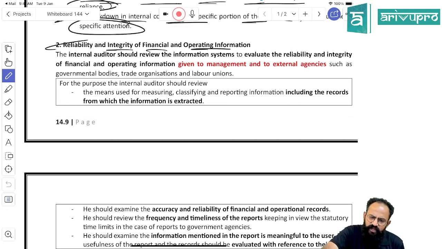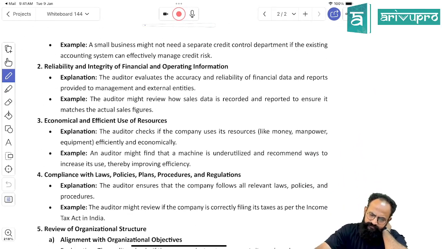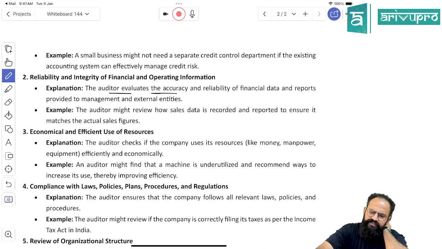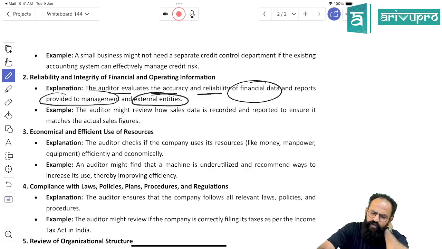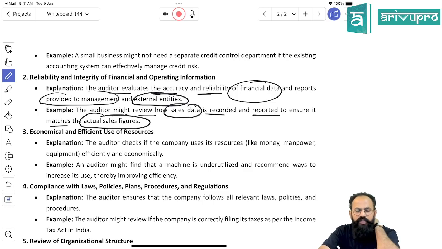Reliability and integrity of financial and operating information. Now what is this, sir? See, the auditor evaluates the accuracy and reliability of financial data and reports provided to the management and external entities. Example, the auditor might review how sales data is recorded and reported to ensure it matches the actual sales figure. Now what do you mean by that? Imagine, people, reliability means, as I told you, 2 plus 2 is equal to 4. If the records and data that have been circulated inside the management are themselves unreliable, then obviously the output will also be unreliable. So they're asking what methods you have put in place so that you can actually rely on your data. What steps have you taken? That is what they're telling you.